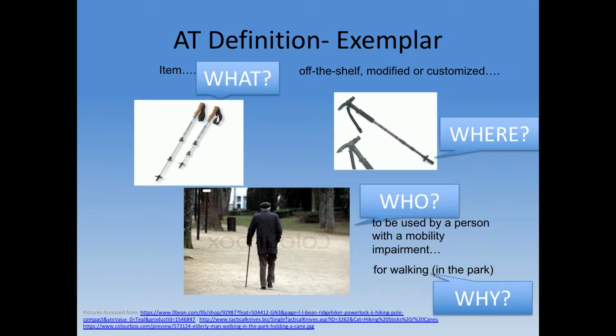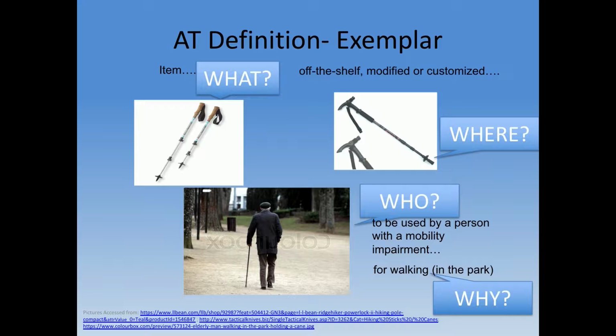So how does this play out practically? Here's a day-to-day example. So think of a hiking stick. Now, we may all need a hiking stick to trek Mount Washington, right? So does that make that hiking cane or hiking stick an assistive device? You would think so, okay.